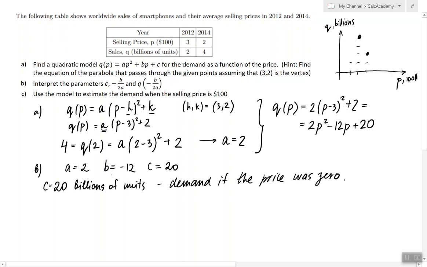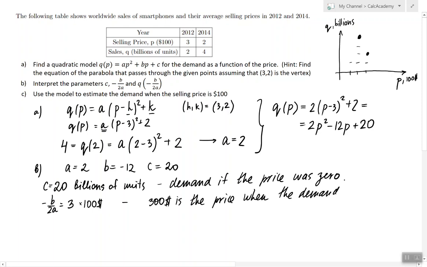Now we don't have interpretation for b and a directly, but we can interpret minus b over 2a, which is of course 3. 3 is the price, and the units of this is in hundreds of dollars. So $300 is the price when the demand is the lowest. That's the interpretation of the x-coordinate of the vertex of the upright parabola.